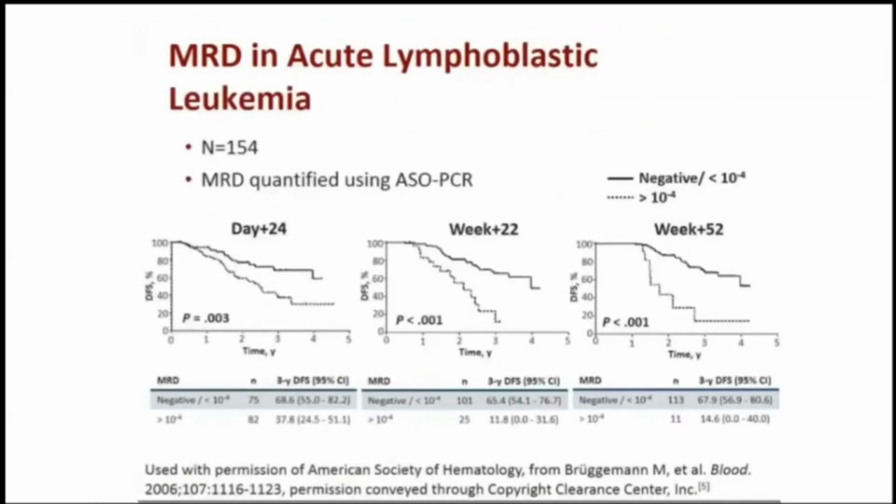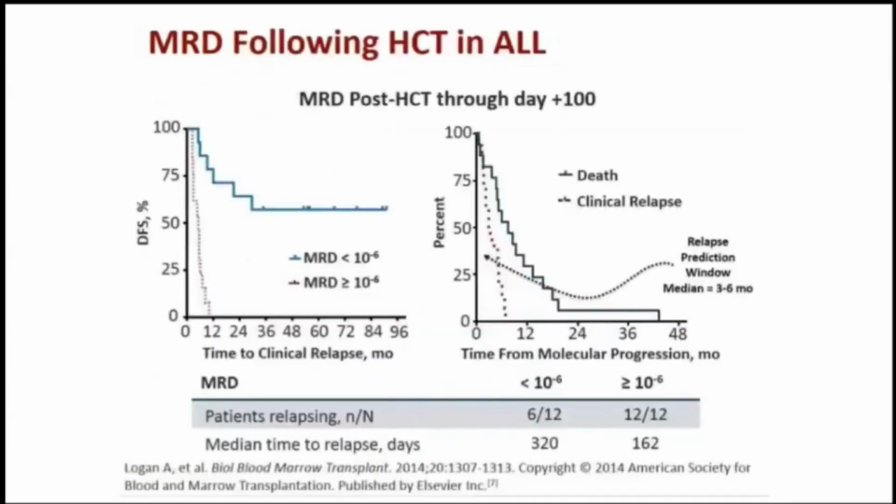And there's the molecular way of quantifying MRD, and you can see the MRD quantified by ASO PCR at different time points, day plus 24, week 22, and week 52. At every time point, you can see that the curves are very beautifully separating out. The disease-free survival is very good for patients who are MRD negative vis-a-vis those who are MRD positive. Next.